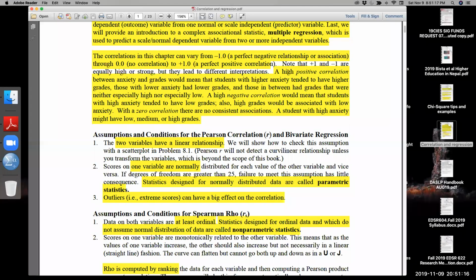Another concept to know is positive and negative correlation. Correlation is between -1 and +1. So here are some positive and negative correlations and their meaning.